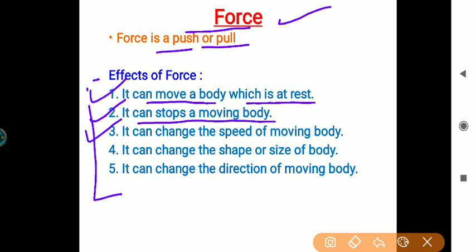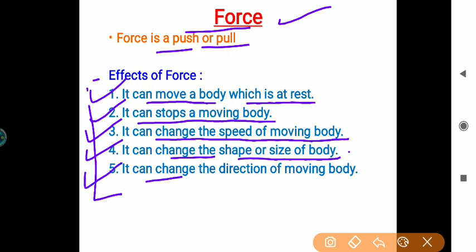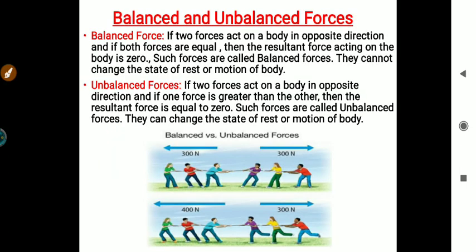Third point is, it can change the speed of a moving body. Suppose a body is in motion. When we apply more force or a force opposite to the moving body, then it can change the speed, meaning it can increase or decrease the speed of a moving body. Fourth point is, it can change the shape or size of a body. And the last point is, it can change the direction of a moving body. Okay.